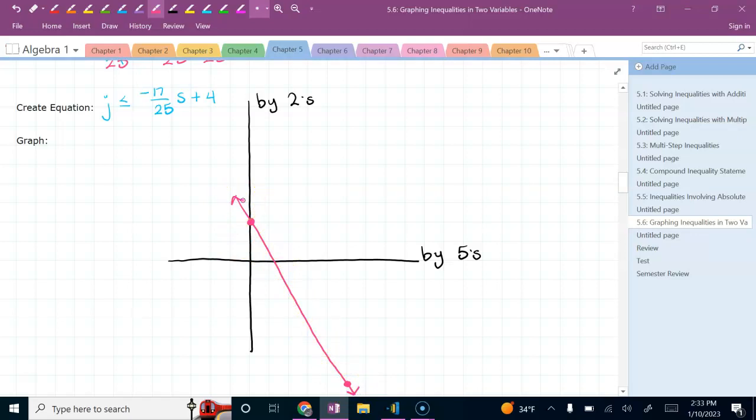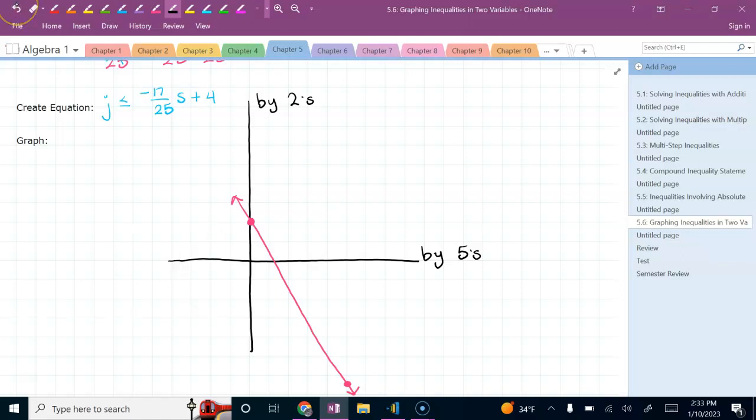Now, they want me to shade on the area of the graph. Now, we're talking about spending money here. So really anything in these quadrants here are probably not going to be valid numbers because that would be me buying a negative amount of shirts, a negative amount of pants, and spending a negative amount of money, which I'm not going to do.